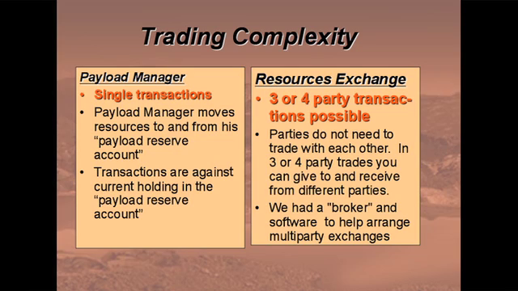Over here, we can have 3- and 4-party transactions. Parties do not necessarily need to trade with each other. But once you get beyond an exchange with 2 parties trading with each other, it gets complicated. We had one of the Caltech people serve as a broker, and we also had software to help look for multi-party exchanges. We had fewer than half a dozen multi-party exchanges. It wasn't a big deal. The big deal was phasing money between fiscal years.